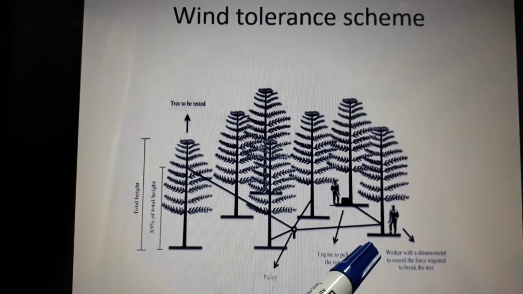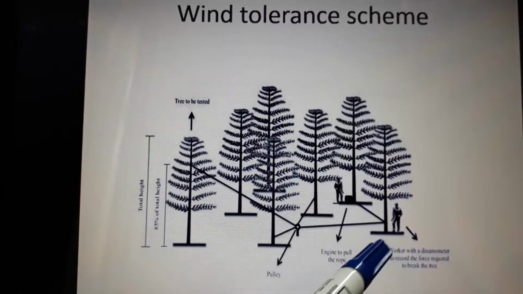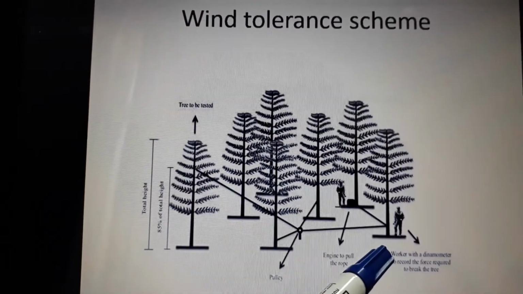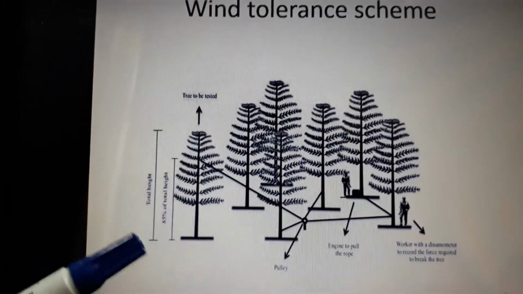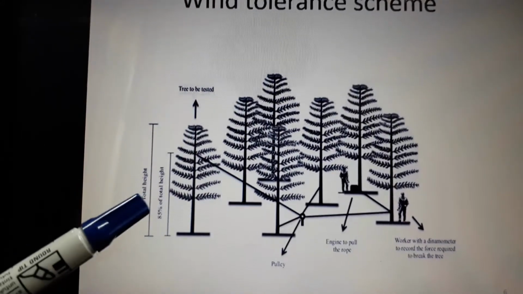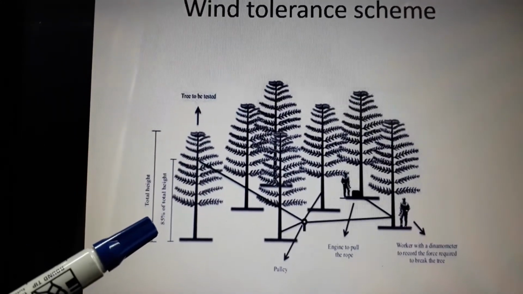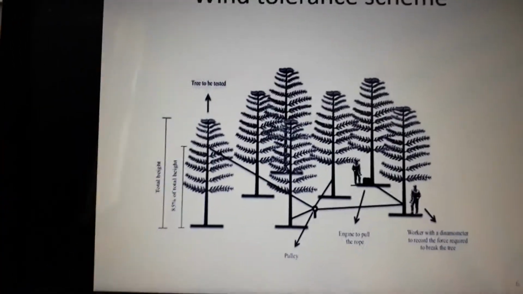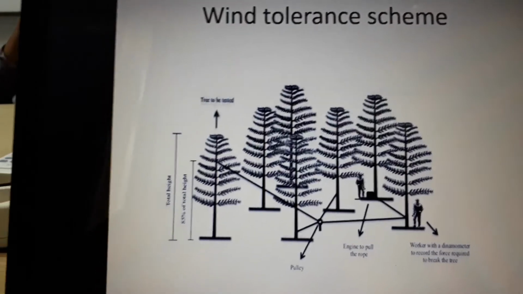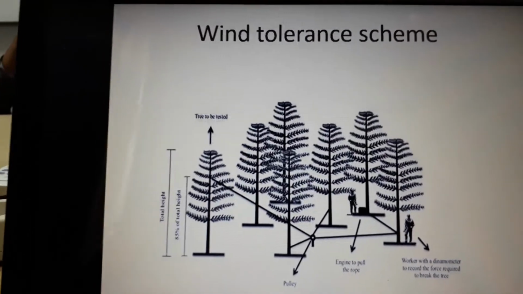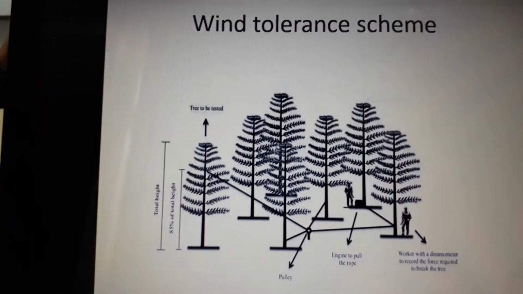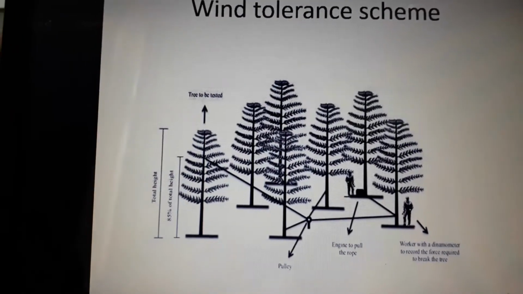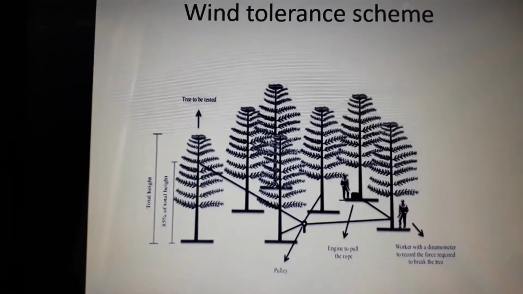At the end of the process, we can get the data from the dynamometer, and then we can compare between trees. The trees which have a high force are more resistant than the other trees. It means that it needs a bigger force to break the trees.